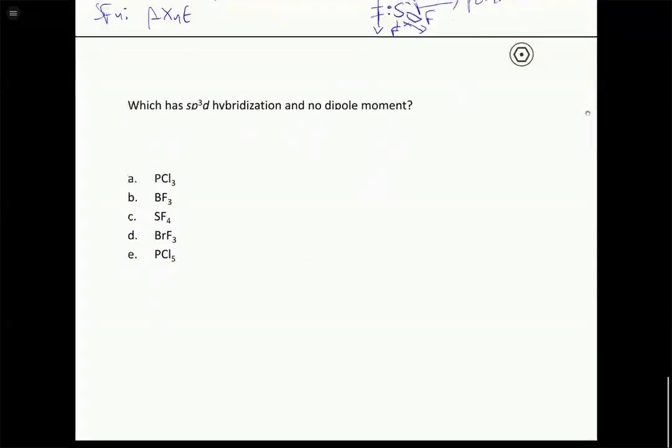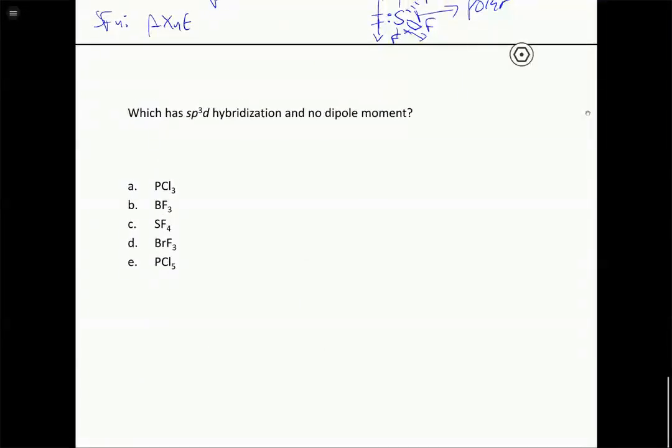Alright, so a very similar question here. Which one has sp3d hybridization and no dipole moment? Again, we're looking for the non-polar one. For this, there's sort of two parts to the problem, so it depends on whether you're more confident in your ability to predict hybridization or more confident in your ability to predict the molecular polarity. I do think in this homework assignment, we showed that we're pretty good at doing hybridization, so for many of you, that's probably the place to start. So let's find out which of these have the correct hybridization first, and then we can try to figure out if they're the right polarity.